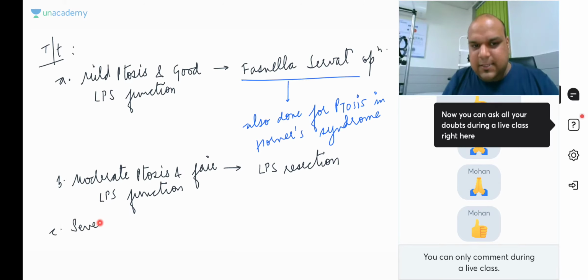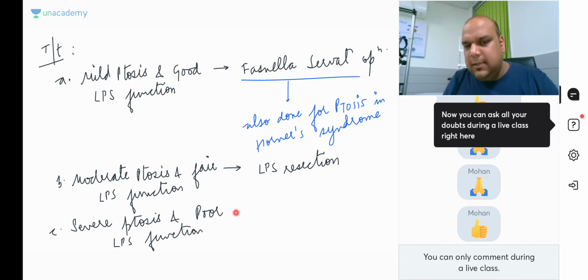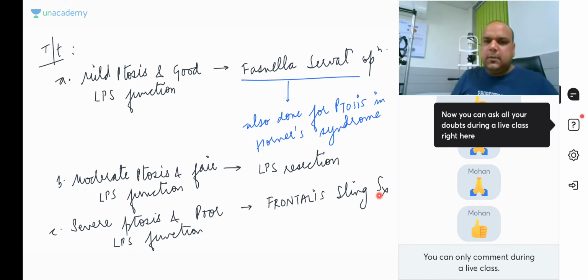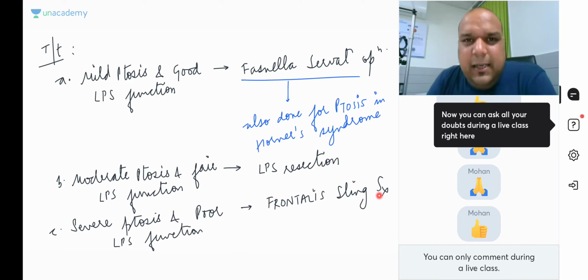And then if you have severe ptosis and poor LPS function, in this case you do frontalis sling surgery. Okay, everybody. So please do remember these three simple points. I think the last question was asked recently in NEET, NEET 2019, that a patient has severe ptosis with poor levator function. Which of the following surgeries would you like to do?